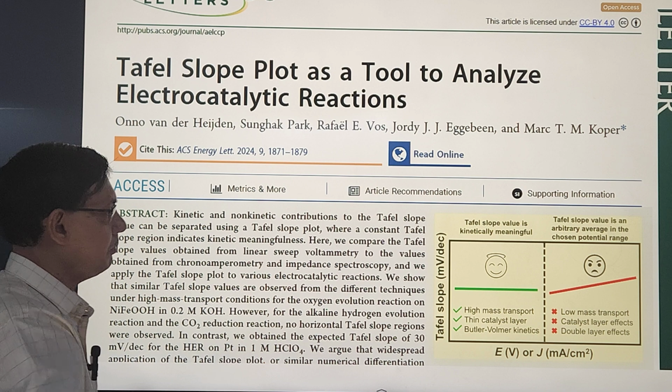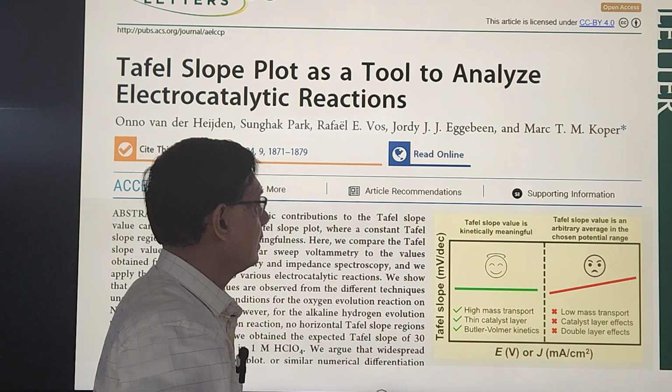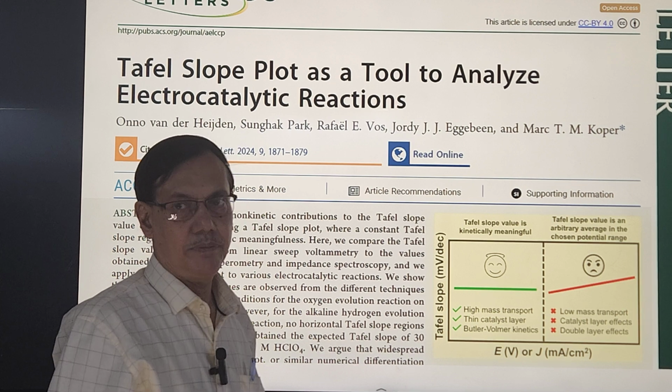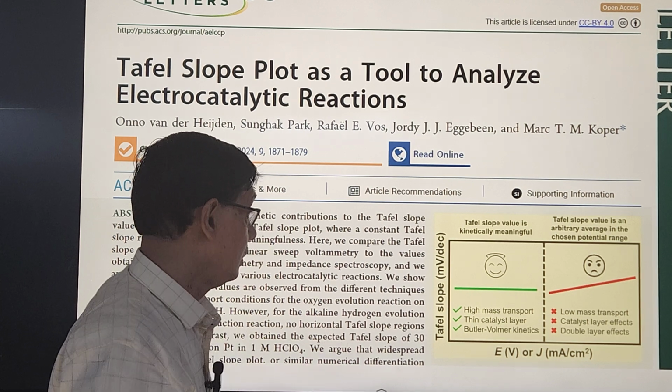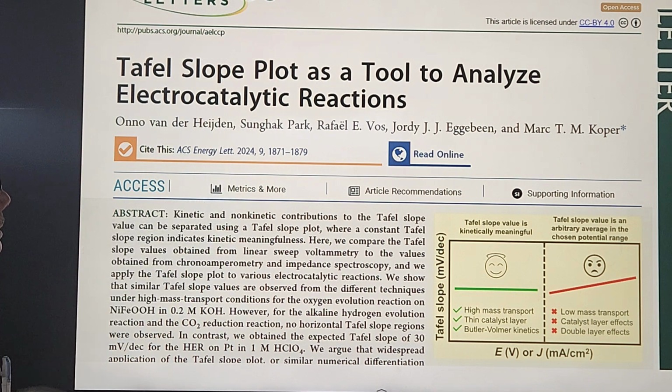So you can plot a graph between the overpotential and current density like that. So there is a possibility to ask some numerical problem also. Today I will not discuss the numerical problem. What I mean to say is that still it is very important.